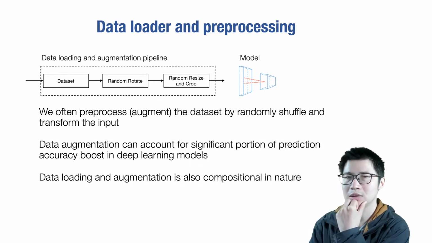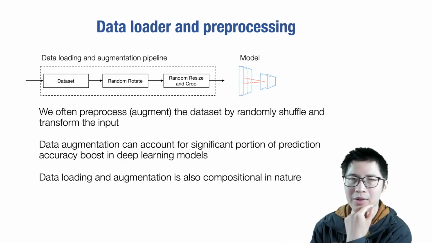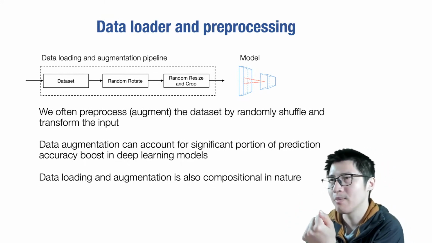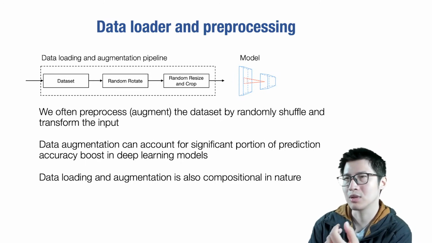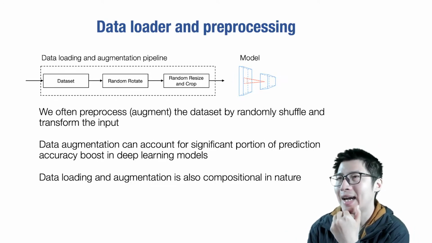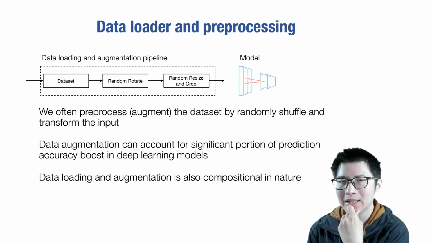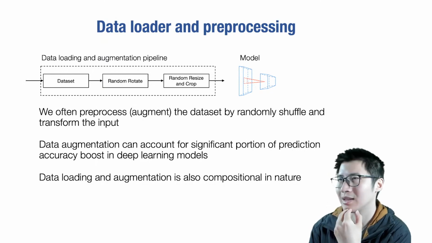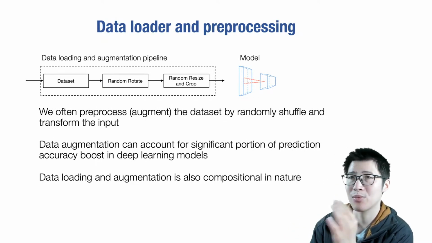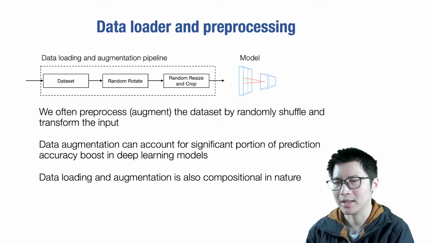One of the things that you want to note is that this data loading and augmentation is also compositional in nature. We could build a module that simply does random rotation, and then another module that does things like crop and resize, in a sequential manner, and we can compose them together to get a more powerful pipeline. So you don't have to design a pipeline that does both. You just need single-step pipelines, each doing one or another, and compose them together to get your end-to-end data pipeline.